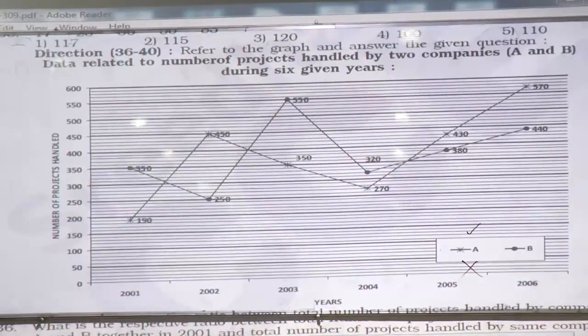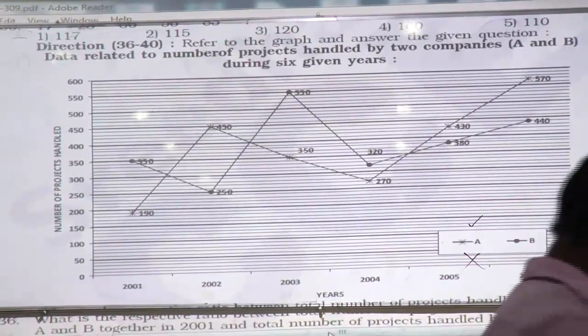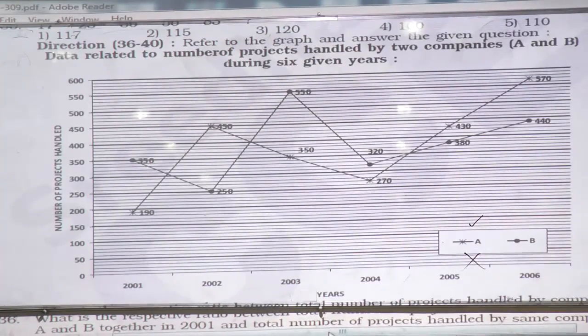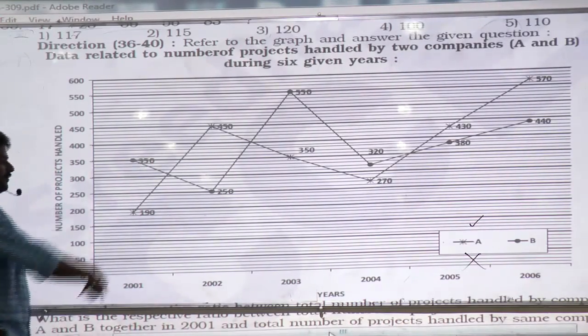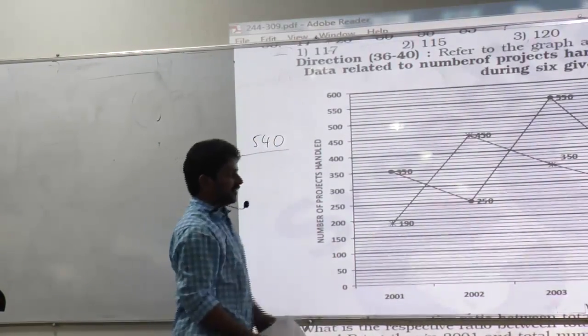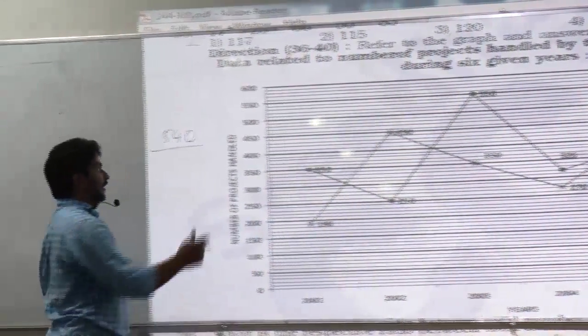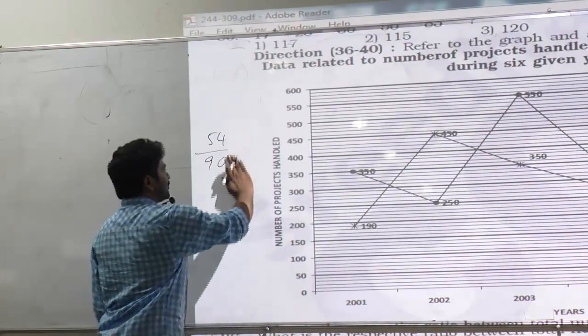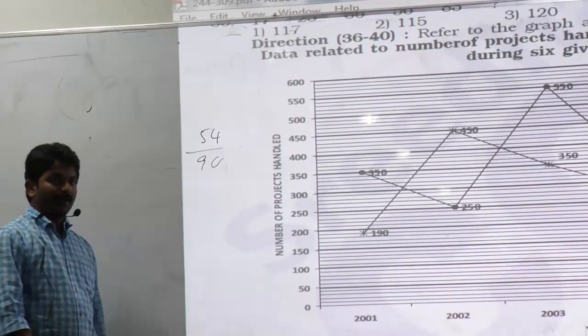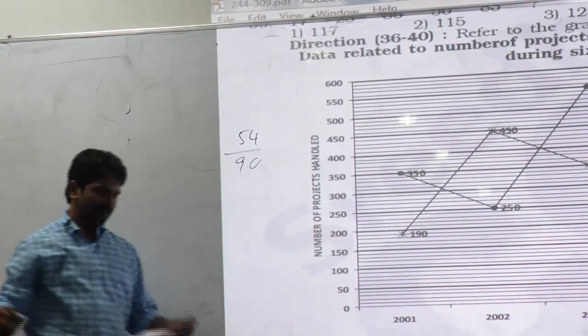36th one. What is the respective ratio between number of projects handled by companies A and B together in 2001 and number of projects handled by the same companies together in 2003? In 2001, 190 plus 350, total 540. And in 2003 we have 550 plus 350, total 900. 2 zeros cancel. 18 is 3 times, 18 is 5 times. 3 is to 5.